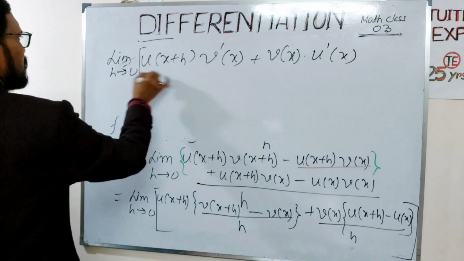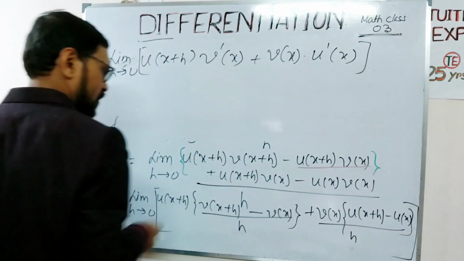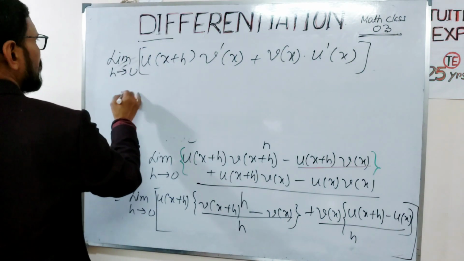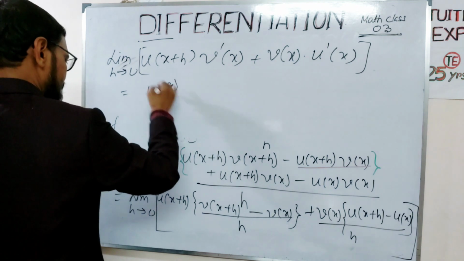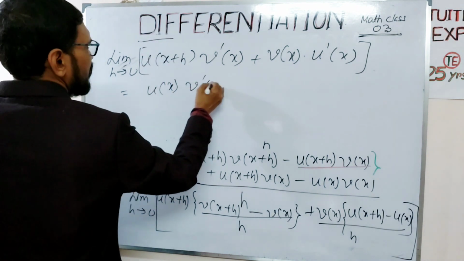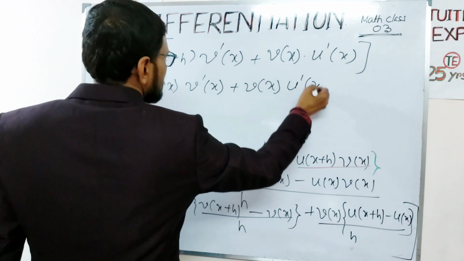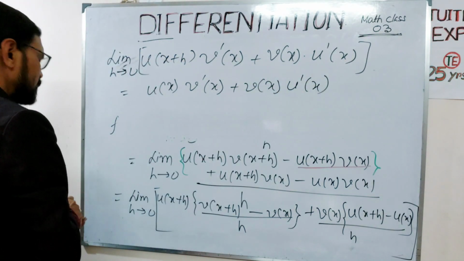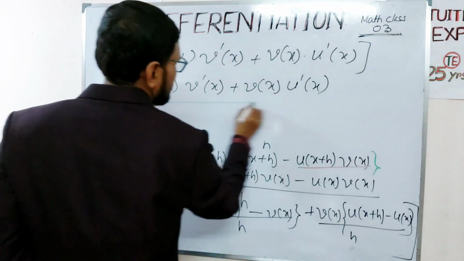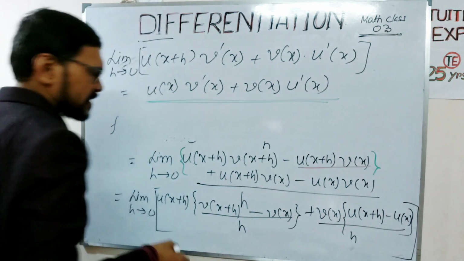So now put h equal to 0, so we get u x into v dash x plus v x into u dash x. So this is the formula for the derivative of u x into v x.